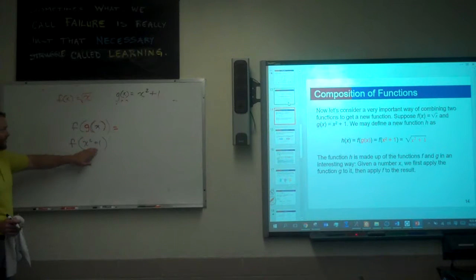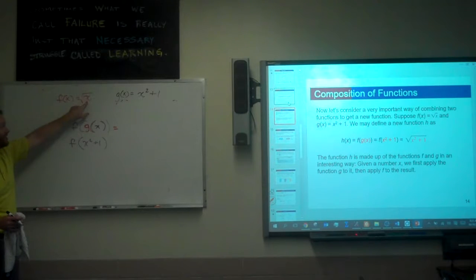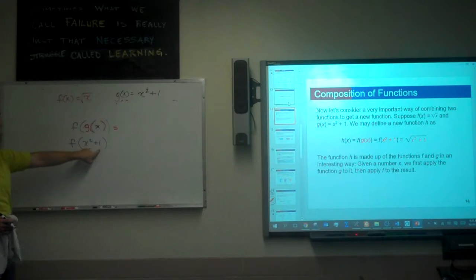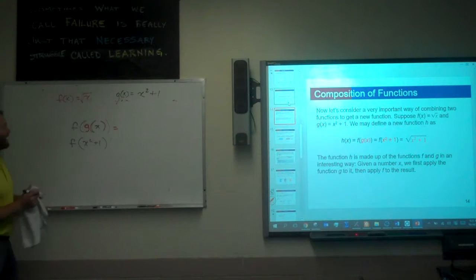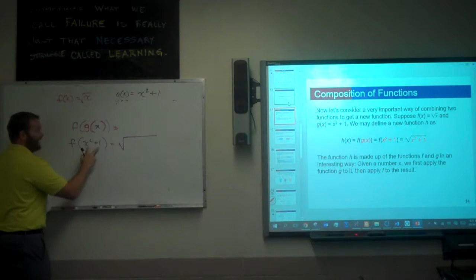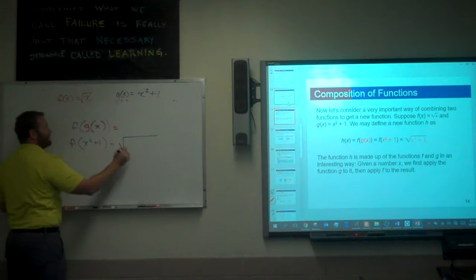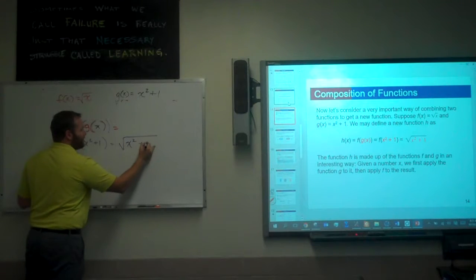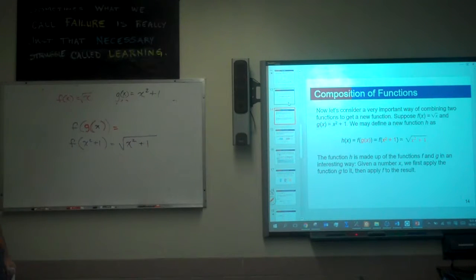Okay? So now, the way I read this is to go to the f function, and wherever you see x, wherever you see your input value, your input position, you're going to replace it with what? That. Yeah. I'm going to go to this function here, and wherever I see x, I'm going to replace it with that input. So x becomes x squared plus 1. I keep that square root there.